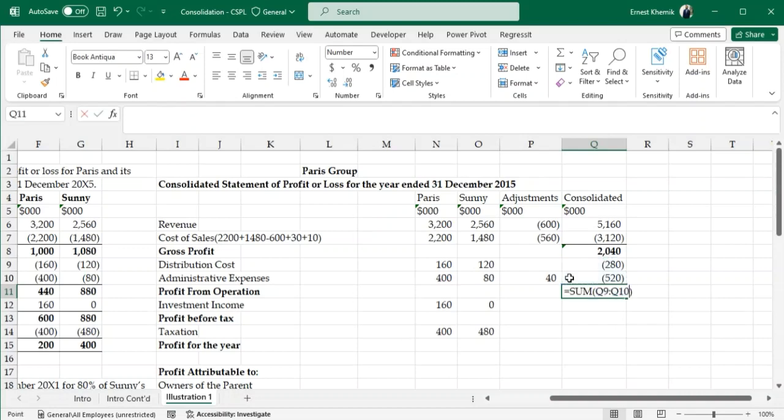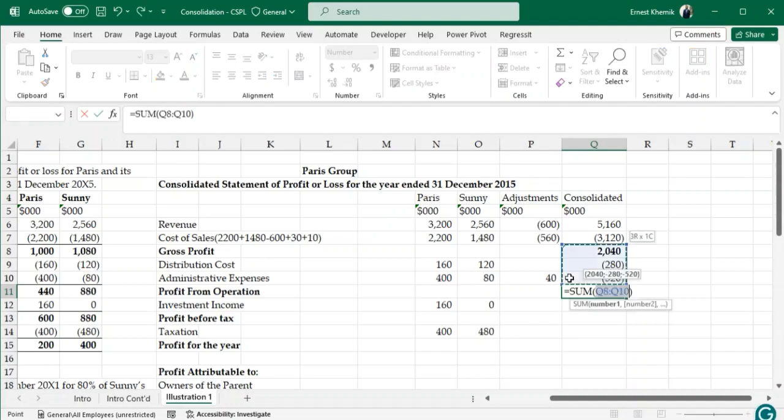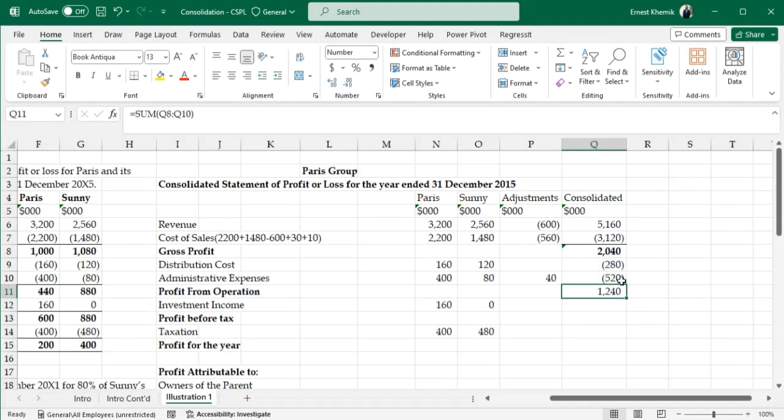So we'll have alt equals, I'm going to add from here up to here, and then I'll enter, and that gives me my profit from operations. I'll bold this to differentiate it from the rest, and then I can insert my border there, and then we'll have our investment income.